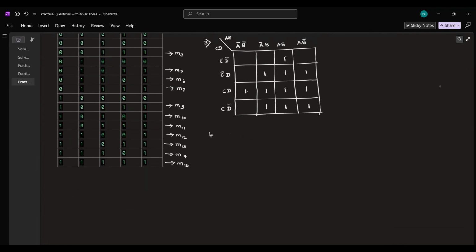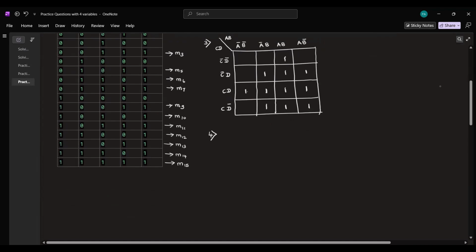So let's go to the fourth step. First of all, we have to do something called grouping. So how are we going to group this? Well, we need groups of 8s, 16s, 4s, 2s, or 1s. So let's look for 8s. Do we have 8s? No, because there is a 9, but this 9 is not what we are going for. Why? 9 is not allowed in K-map grouping.